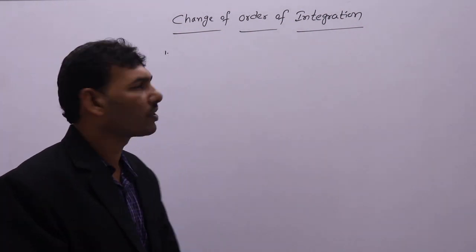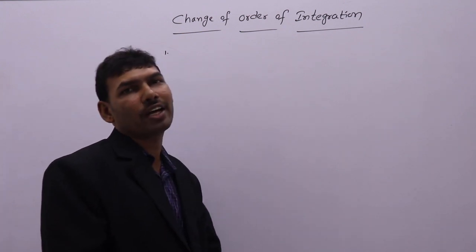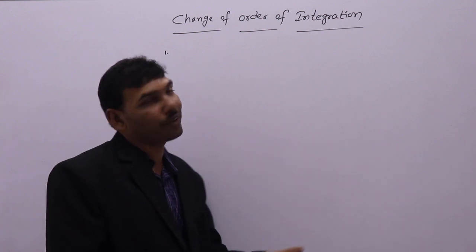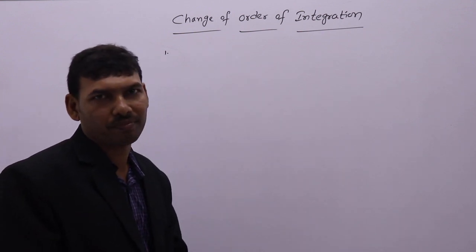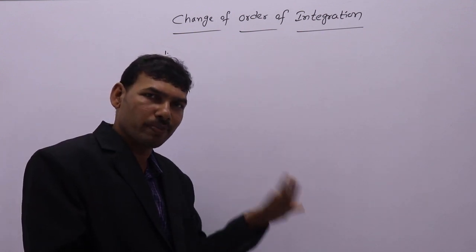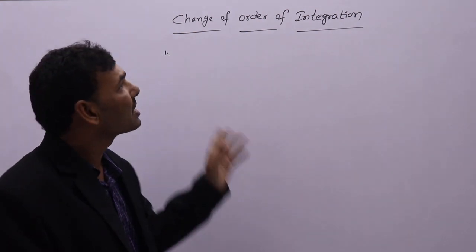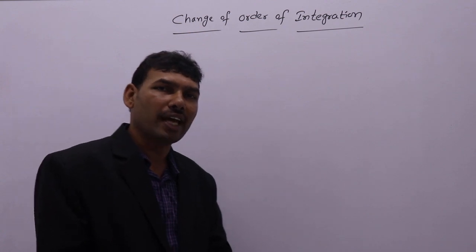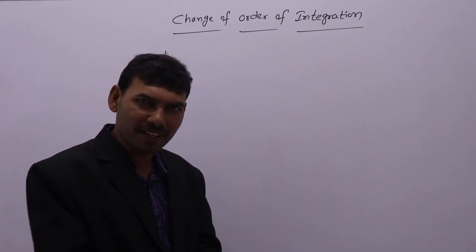What I am saying is, for example, according to the given limits, you need to integrate first with respect to x, next with respect to y. This is the order of integration. Changing the order of integration means you need to change it, like first with respect to y, next with respect to x.